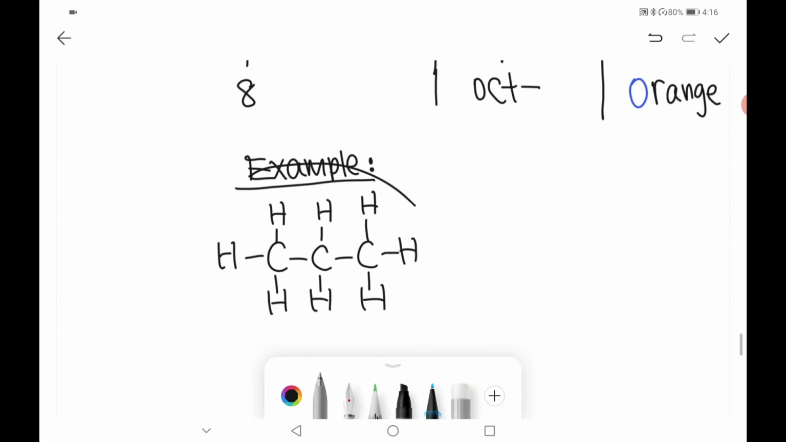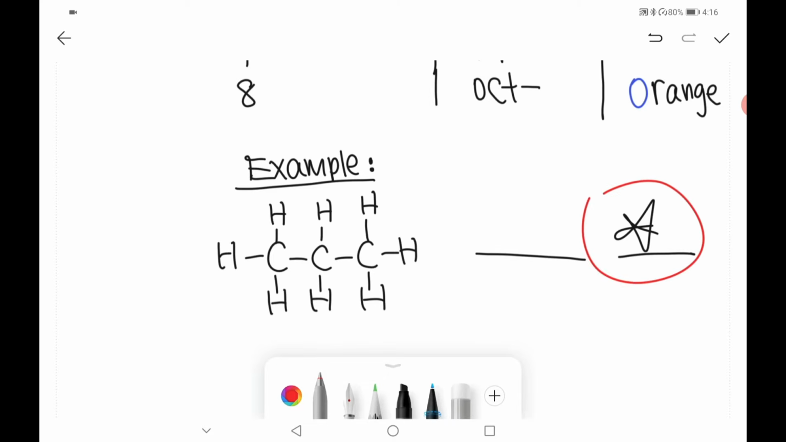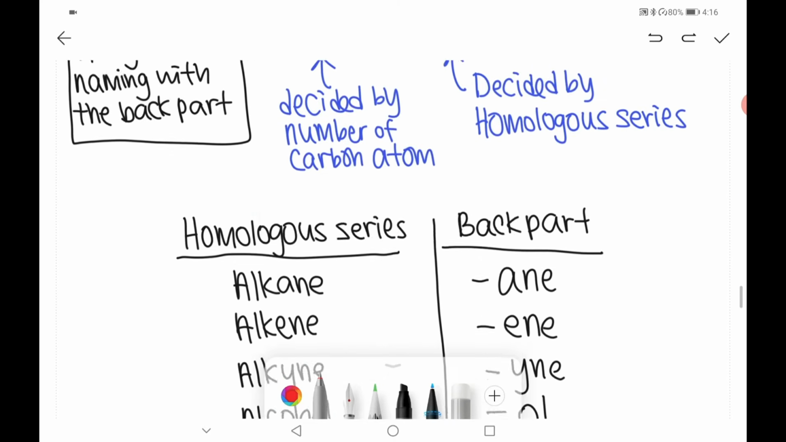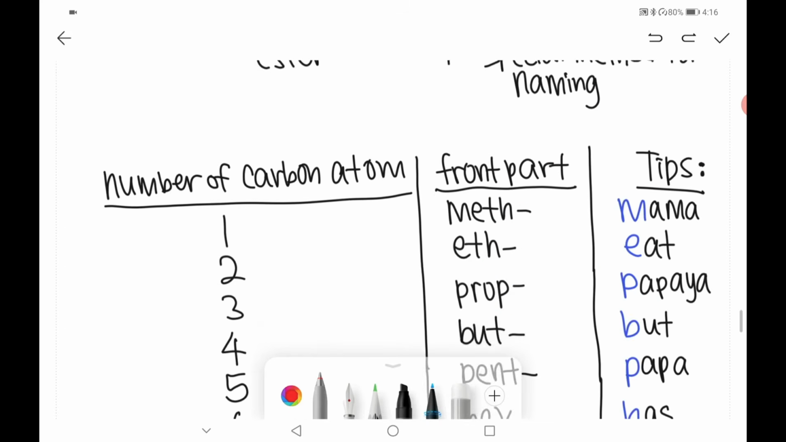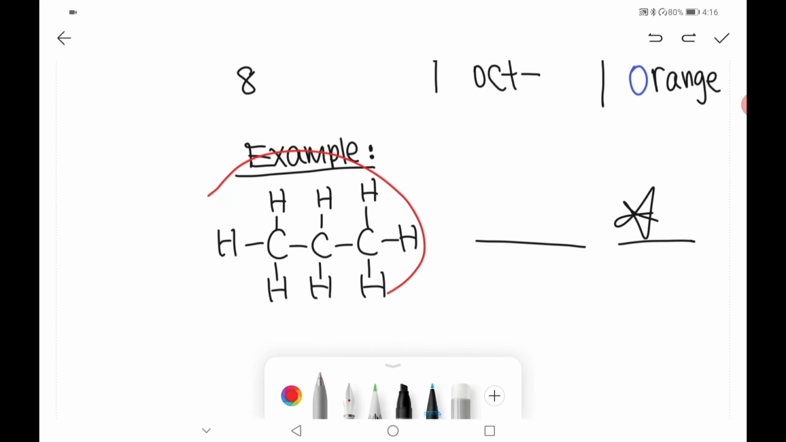If you want to name this compound, always remember the name has 2 parts. Always start from the back. As we learned just now, the back part of the name is decided by the homologous series. So what is the homologous series for this compound? To know which homologous series this is, we need to check the functional group.